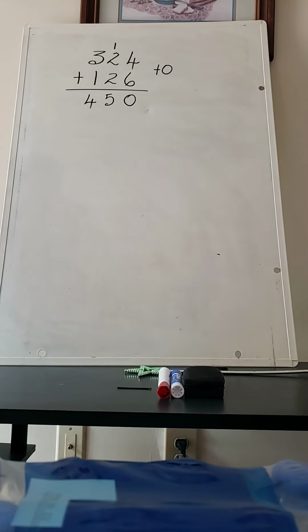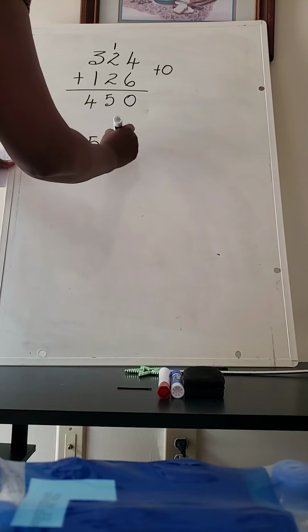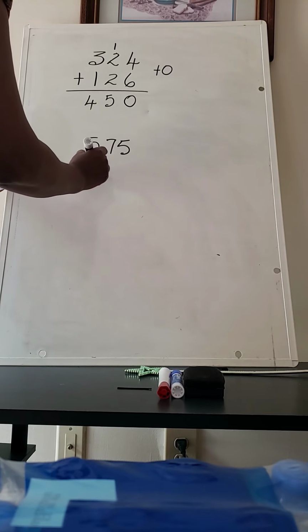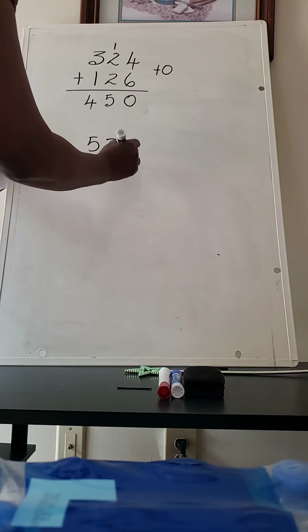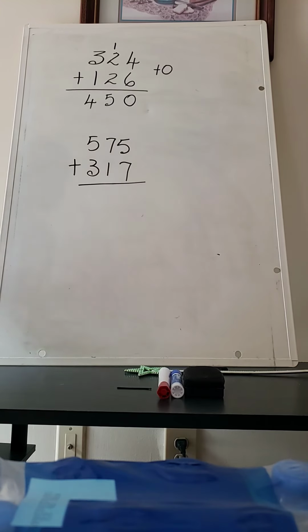All right, let's look at another one. We spoke about the bakery that produced 575 loaves of bread on Monday, and on Tuesday it had 317. And remember, we are doing the method that your parents are accustomed to, that they are used to. We call it the algorithm.